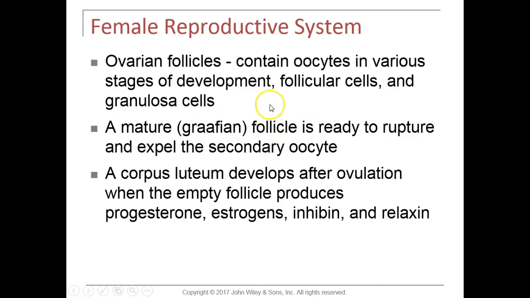As this follicle ruptures, it will release a secondary oocyte. This follicle that ruptures open to release a secondary oocyte then develops into a gland called the corpus luteum. The corpus luteum is the hormone-producing structure post-ovulatory. So after ovulation occurs, the progesterones and estrogens, inhibin and relaxin come from the corpus luteum.